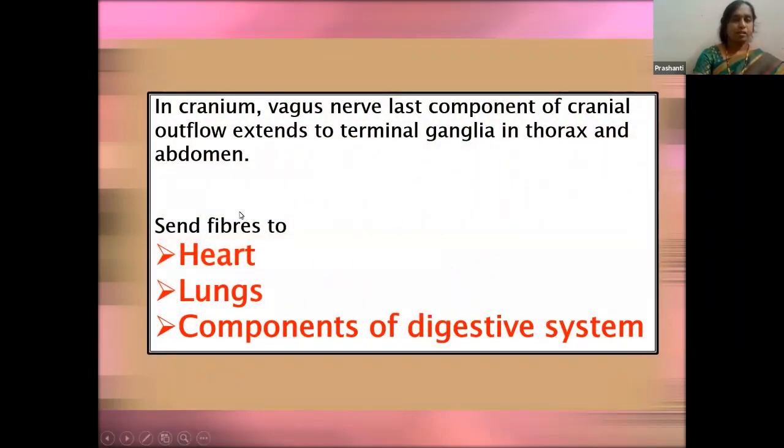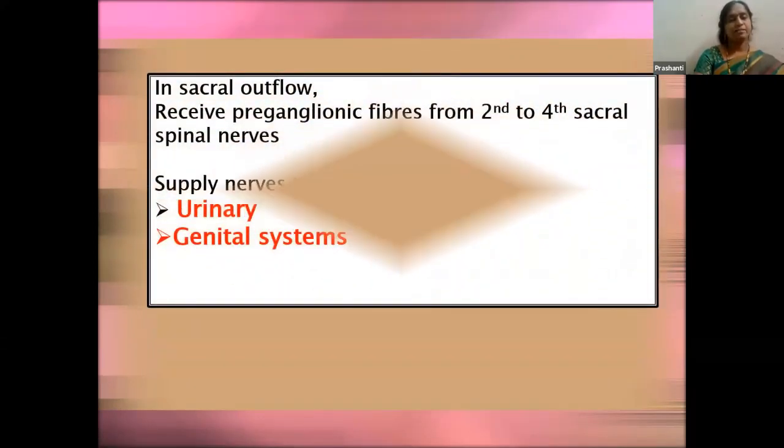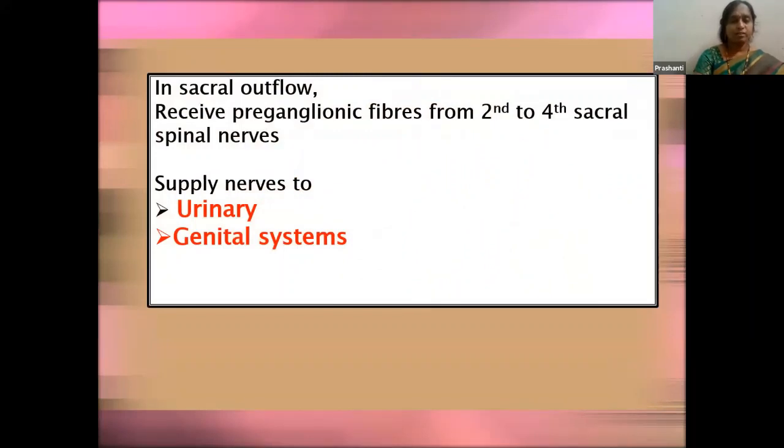In the cranial outflow, the last component, children, is the vagus nerve. It extends to the thorax and the abdomen, and sends nerve fibers to various organs like the heart, lungs, and the components of the digestive system. And in the sacral region, so here we learn this is the craniosacral, it receives preganglionic fibers from the 2nd, 3rd, and 4th sacral spinal nerves, and further supplies nerves to the urinary and the genital systems.